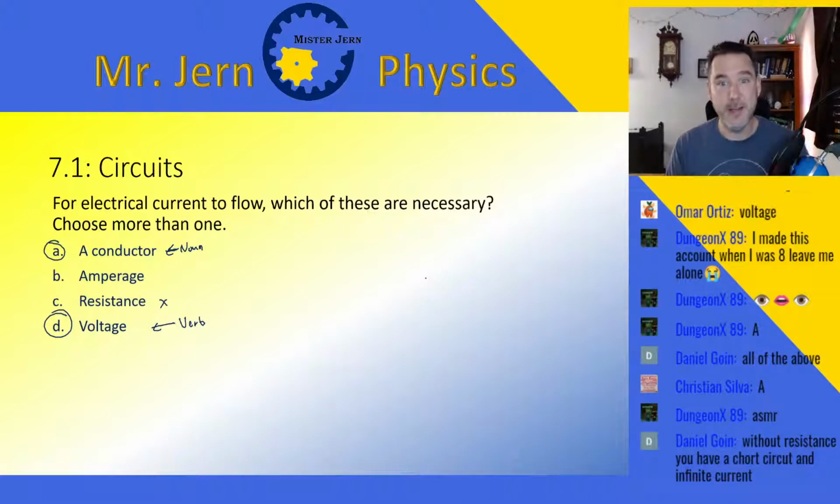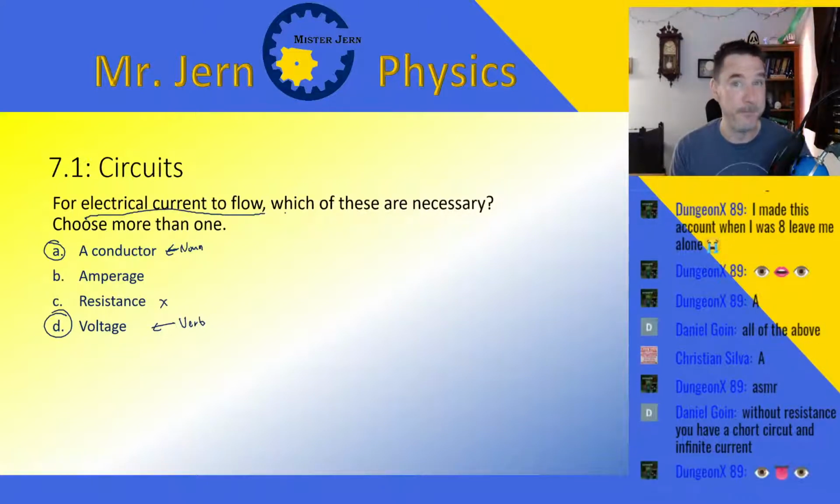True. Okay, so Danny says, you are not wrong. But all it says is you just need electric current to flow. It doesn't say anything about it being controlled. But Danny, you are correct. If you want to have a controlled circuit, you are going to need some resistance in there at some point, but just for electric current to flow, whether it's controlled or not, you just need these two things. You need a conductor for the electricity to flow through, and you need the voltage to push those electrons through.